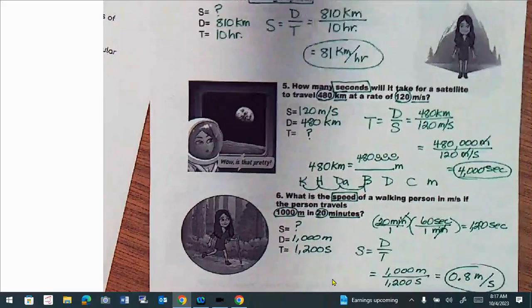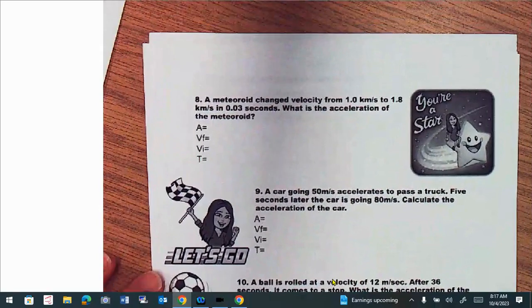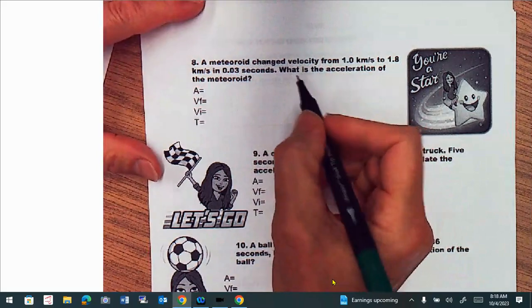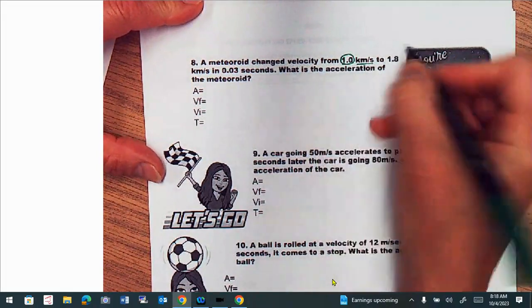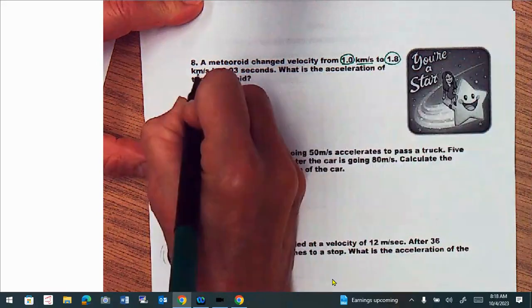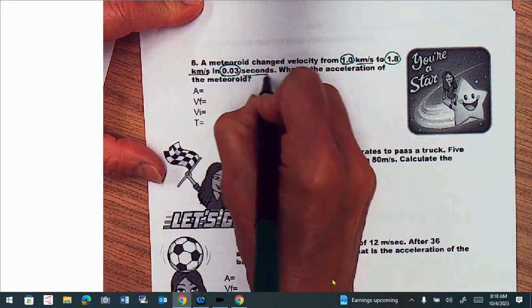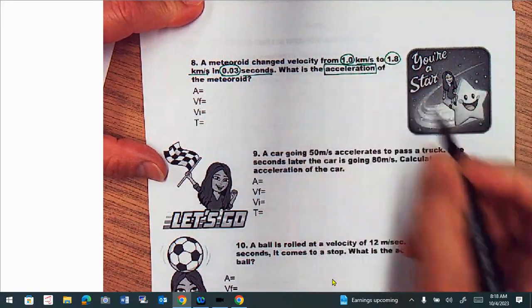Okay, if we haven't had enough already, we got some more questions on acceleration to really hit home how to do problems like this. Number 8. A meteoroid changed velocity from 1 kilometer per second to 1.8 kilometers per second in 0.03 seconds. What is the acceleration of the meteoroid?